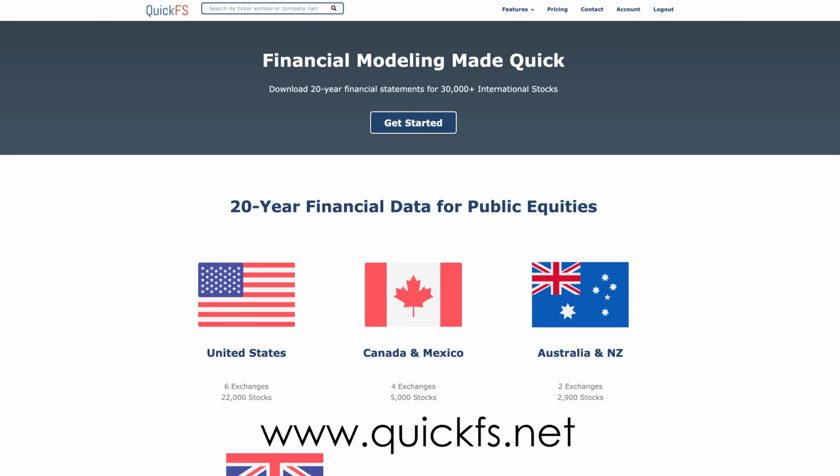So they are free, so you don't have to pay any money, but you are going to need to make an account with quickfs.net. And this website is fantastic for downloading 10 years of financial data for stocks on a ton of different markets: the US, Canada, Australia, New Zealand, the UK, China, and a bunch of other markets. So it is a really good resource for initially analyzing companies.